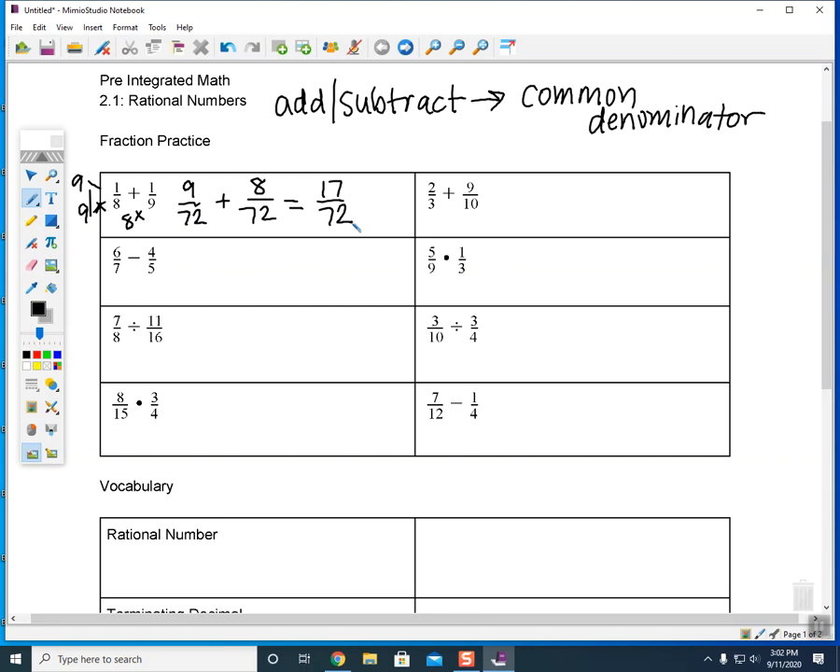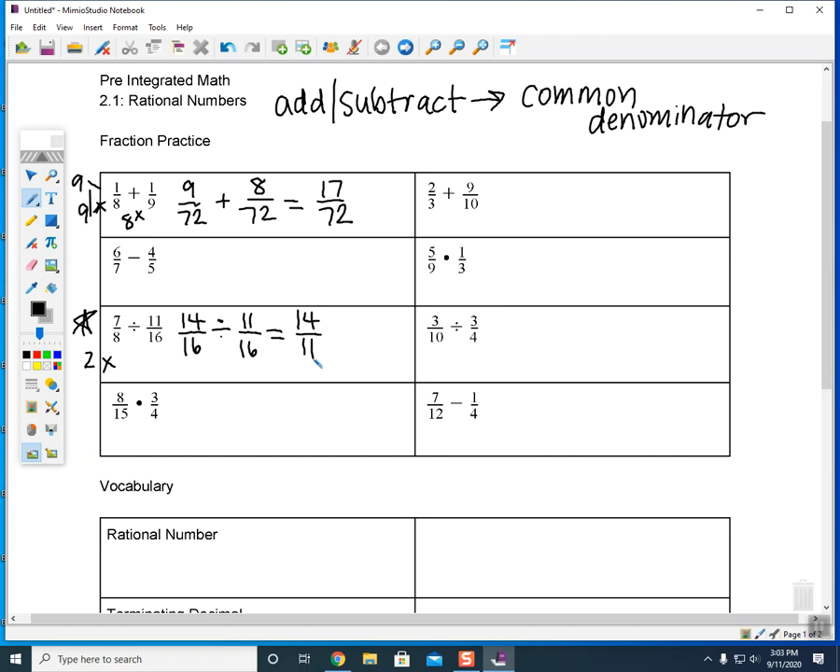When I multiply, I can just multiply straight across. I don't have to do anything. But when I divide, I have two options. So if we look at this one, first option is to have a common denominator. So I could have a common denominator of 16. So to get that, I would need to multiply this by 2, right? So then I would have 14 over 16 divided by 11 over 16, which is just going to give me 14 over 11.